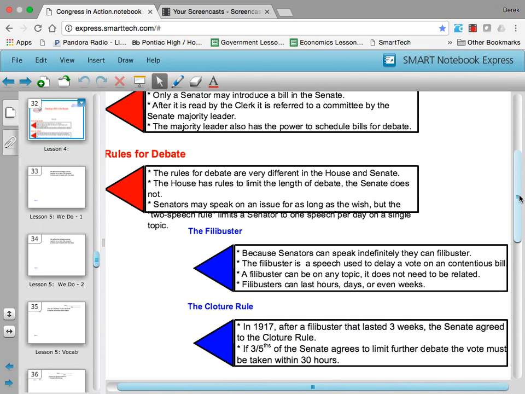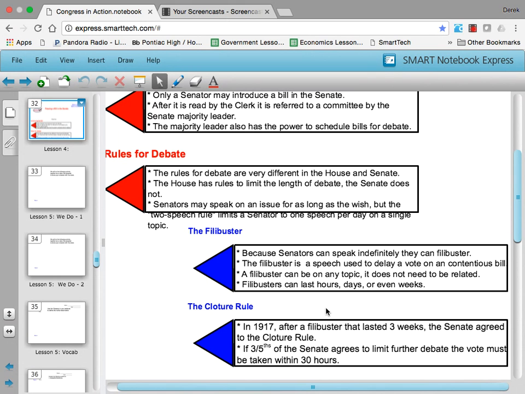But after one particular incident, the Senate decided to put in place something called the Cloture Rule. This was in 1917. There was a filibuster that lasted 3 weeks. So for 3 weeks, the Senate couldn't get anything done. And they agreed that in some cases, they need to make sure that that doesn't happen. So they created the Cloture Rule.